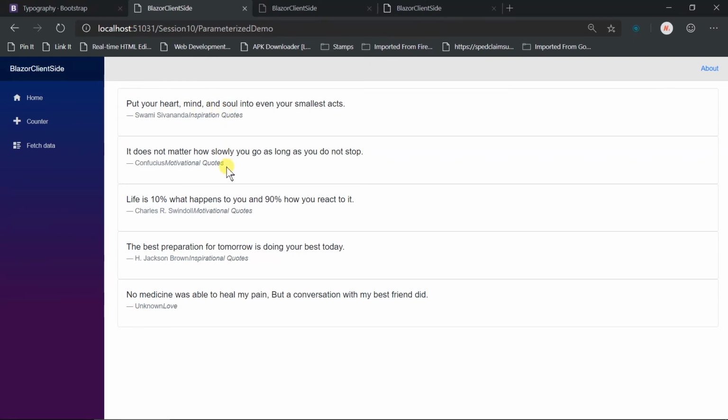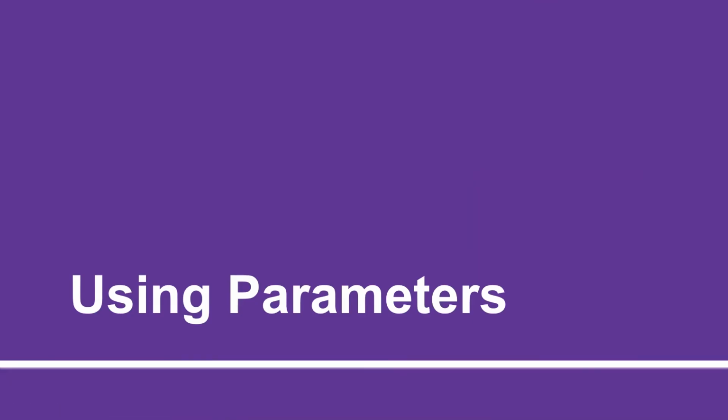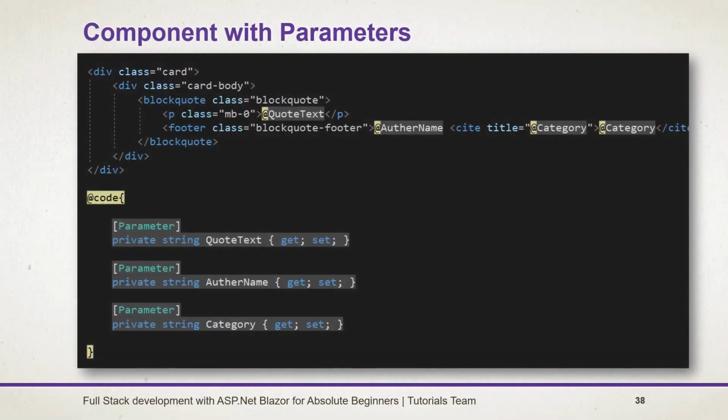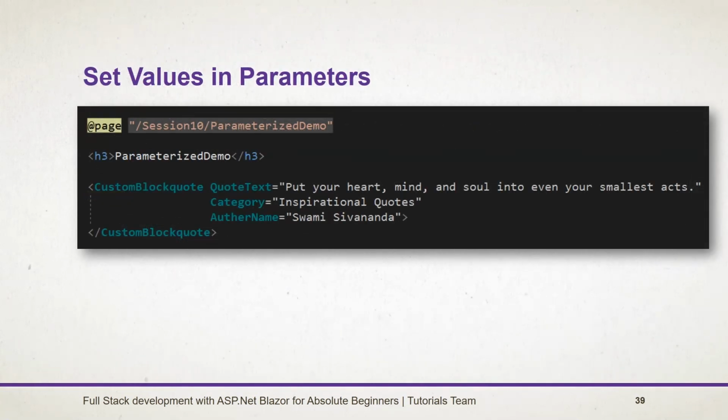That's it. Let's see what we have learned in this session. Parameters are defined using non-public properties on the component class by decorating that property with the Parameter attribute. And you can use it like a normal field or property in Blazor. Here is the component that we have created with 3 parameters. The syntax for passing a value to the parameter is like attributes in HTML.